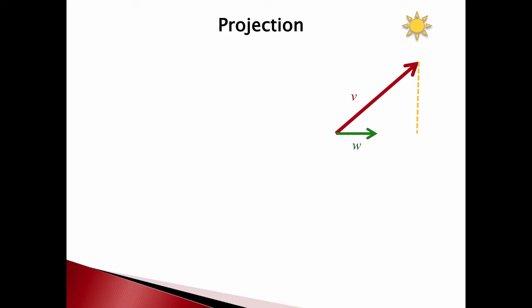So if I drop a line perpendicular straight down to w, and I try to find that shadow that v makes in the w direction, that's the projection of v in the w direction. Our notation for that would be projection subscript w, to say I'm projecting in the w direction, of the vector v. Now, okay, I said this was supposed to be easy.